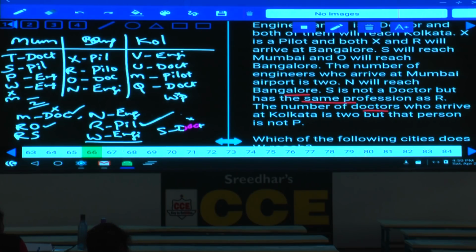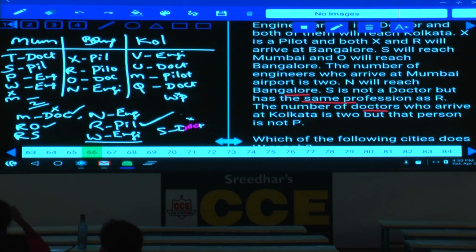Done with this? This is how these 12 persons reached 3 different airports and belong to different professions. Among these 12 persons, there are 4 engineers, 4 doctors, and 4 pilots. Let's write down this information. Now it comes under a common parameter. As it comes under a common parameter, we have divided this accordingly.